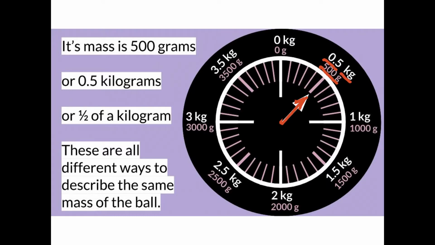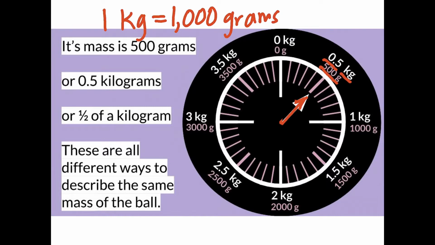Okay, so I want to talk about that real quick. Remember yesterday, or in the previous lesson, we talked about how in 1 kilogram, there are 1,000 grams. Okay, so 1 kilogram, there's 1,000 grams. So half of 1,000 is what? 500. So half a kilogram is 500 grams. So the mass of this ball could be 500 grams. You could write it that way. Or maybe a half a kilogram. You can also write it that way. So these are just different ways to describe the same mass of the ball. You can describe it in kilograms, or you can describe it in grams.